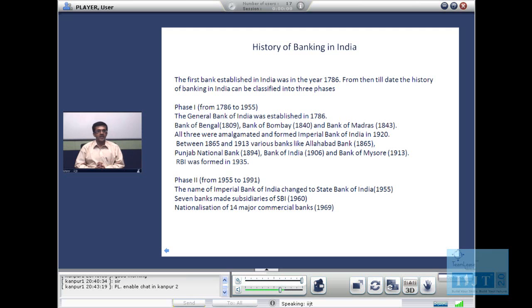Subsequently, looking at the banking requirement of Indians, Allahabad Bank was started in 1865, Punjab National Bank was started in 1894, Bank of India in 1906, and State Bank of Mysore, at that time called Bank of Mysore, was started in 1913. To monitor all these banks, RBI was formed in 1935. So this is basically the history of banking.